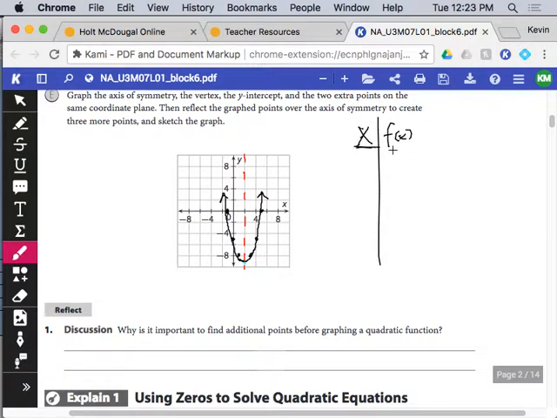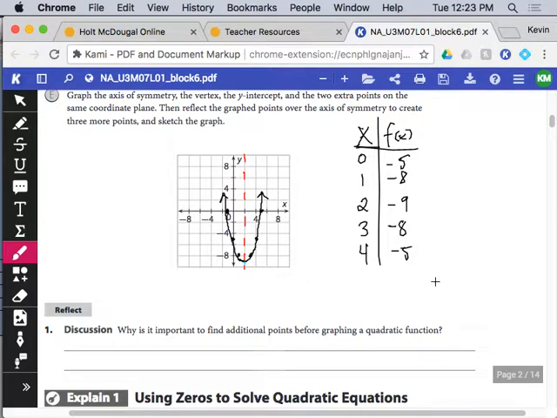Once I got my vertex, I would create my x f of x table, 2, -9. Then I'd choose the points 1 and 0. And at 1, I would have found out that it was -8. And at 0, I would have found out it was -5. And then I would have gone ahead, and by symmetry, I would have gotten my other points. You see that? Does that make sense?